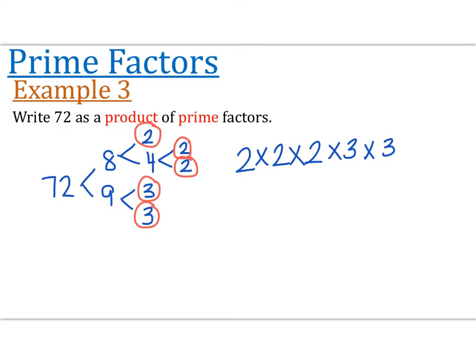Now that's all great, but that's a lot of numbers to write out, and I don't know if I really want to write out all those numbers. So I can actually write this as 2 to the power of 3 times 3 to the power of 2. And this is just written in index form, and that will be something that will be really good for you to write your answers as.